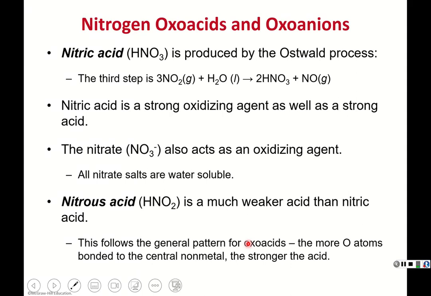So nitrogen also, when it combines with oxygen, can make oxoacids and oxoanions. Nitric acid is probably the one we're most familiar with. That's HNO3. It's produced by what's known as the Ostwald process. Probably don't need to know this for this class, though, but you're using NO2 as the starting point. Nitric acid is a strong oxidizing agent as well as a strong acid. So when you dissolve it in water, you get the nitrate ion, and this acts as the oxidizing agent.